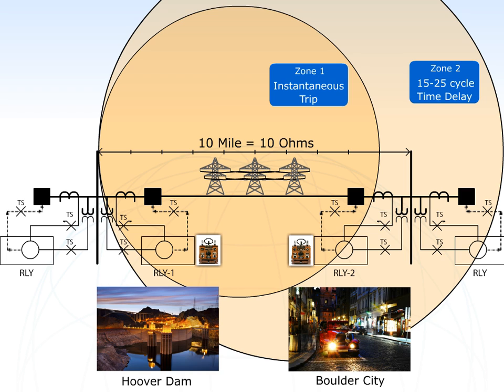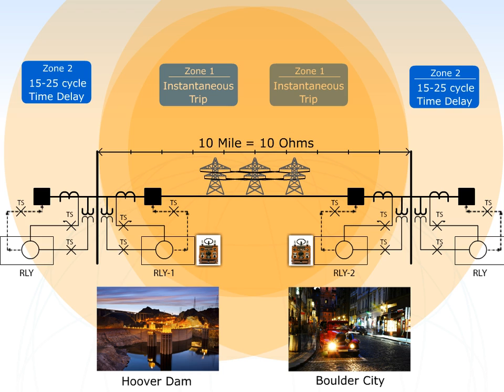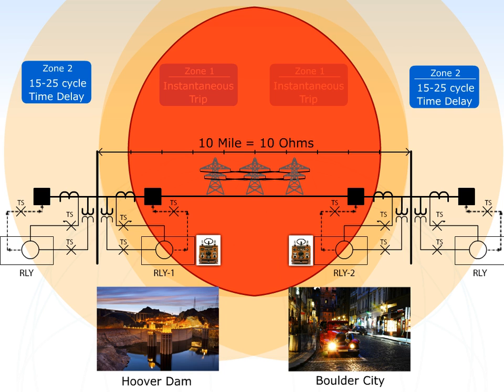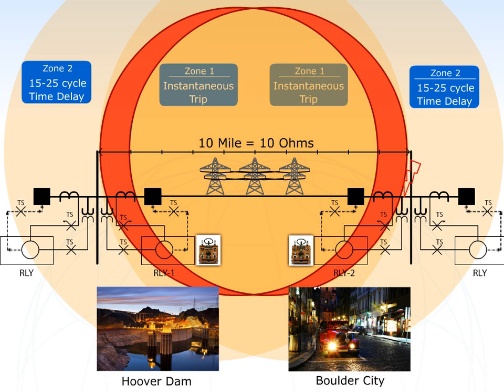Zone 1 and Zone 2 protection overlap and provide 100% protection of the transmission line and backup protection for adjacent lines. Remember that there's another relay on the other side of the transmission line looking in the other direction, and all of these zones overlap to provide a pretty good protection scheme. Any fault in the region where the two Zone 1s overlap will trip both breakers almost instantaneously, and a fault outside that region will be cleared instantaneously on one side, with a maximum time delay of 25 cycles on the other side.